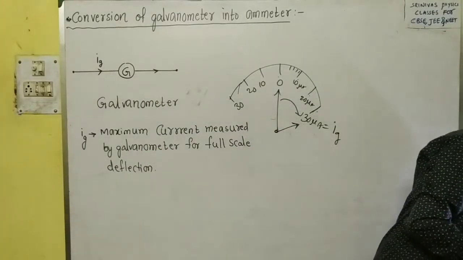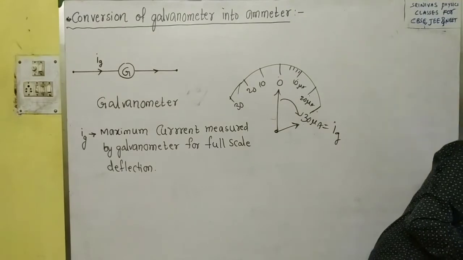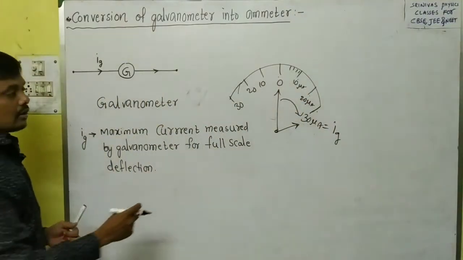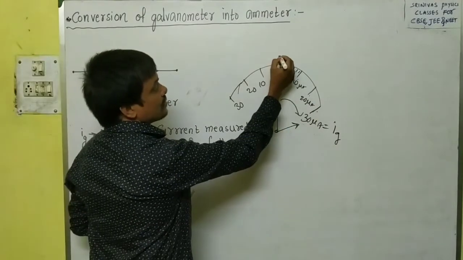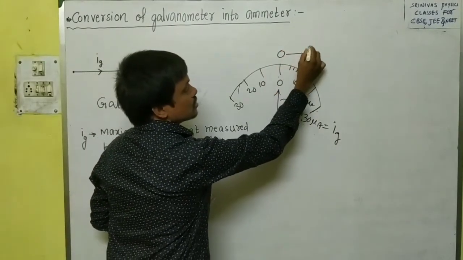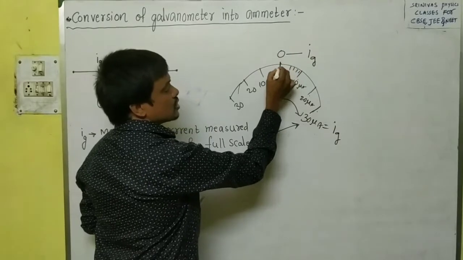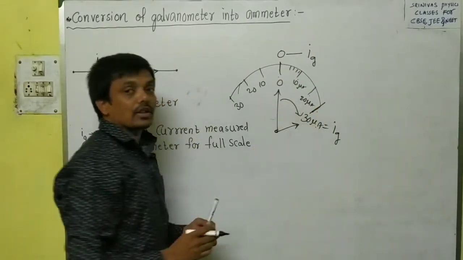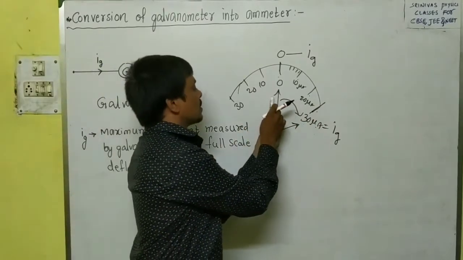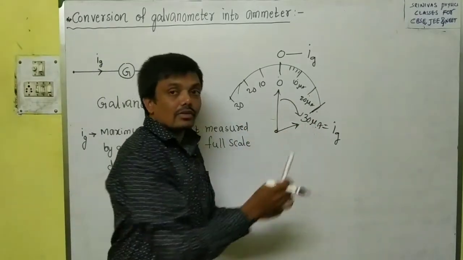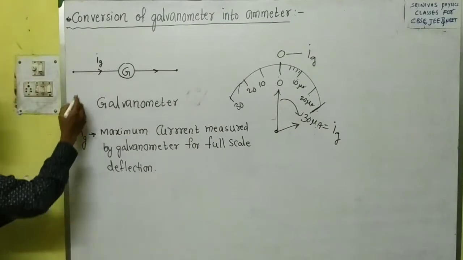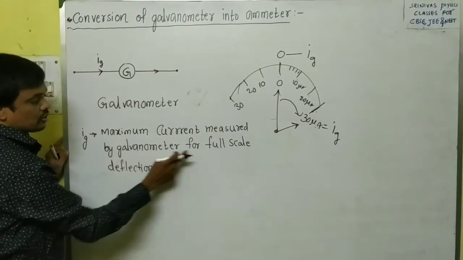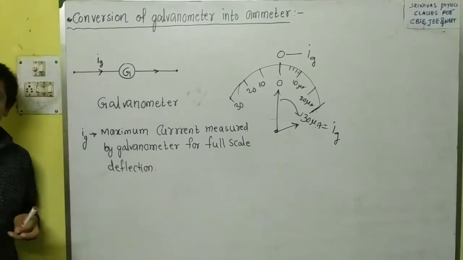Ig is the maximum current measured by the galvanometer. The range of this galvanometer is 0 to Ig. Minimum 0 it measures, maximum 30 it can measure for the full scale deflection, complete deflection, and then it will show 30 microamperes. Ig is the maximum current measured by the galvanometer for full scale deflection.